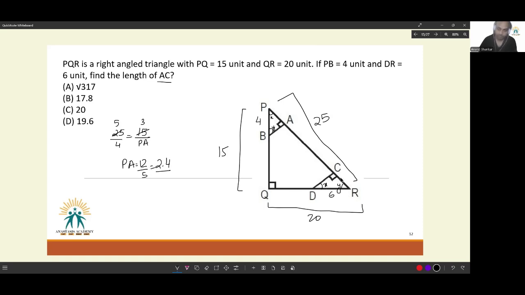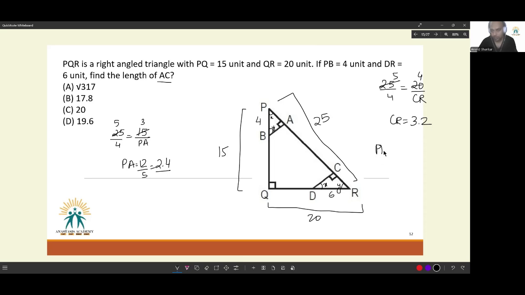Same way, I need opposite to X working here now. 25 by 4 has to be equal to opposite to X in the larger triangle, I have 20. In the smaller triangle, I have CR. 5 and 4. I get to CR being equal to 16 by 5 or 3.2.